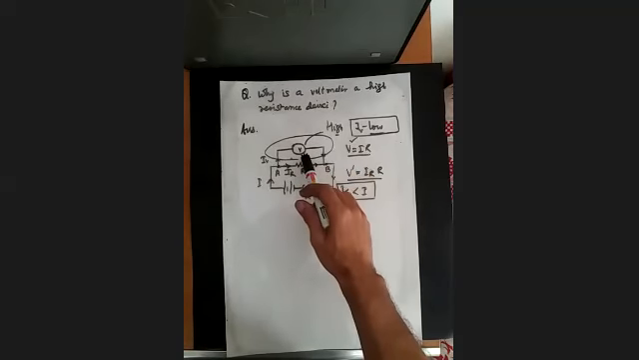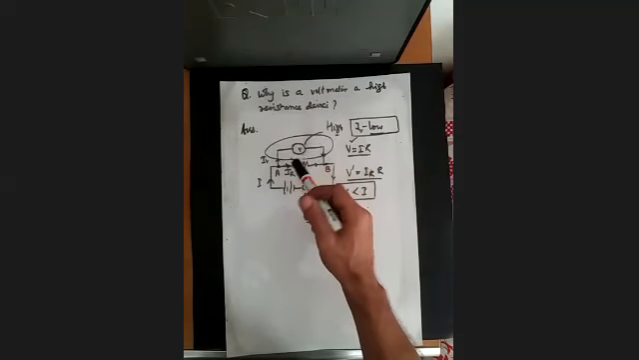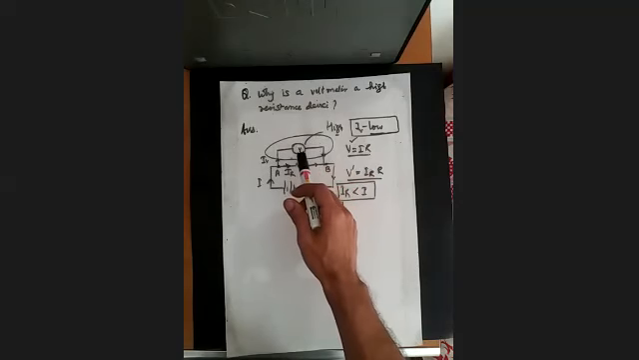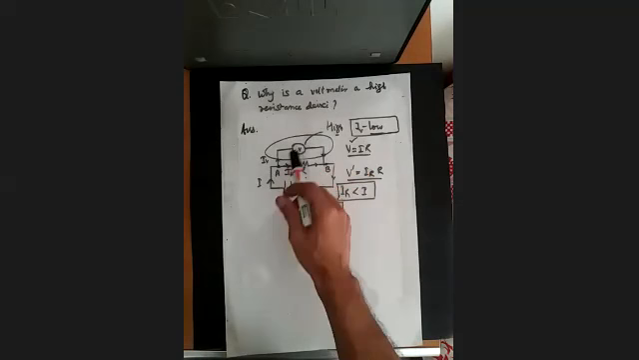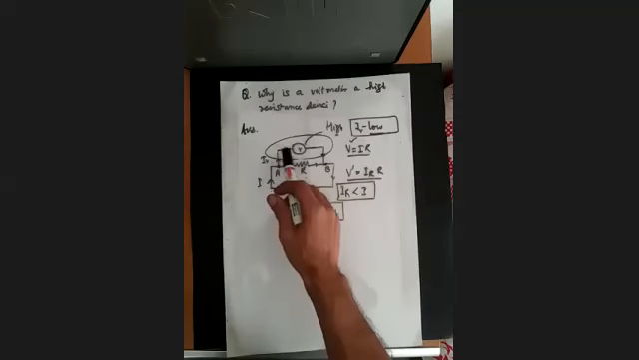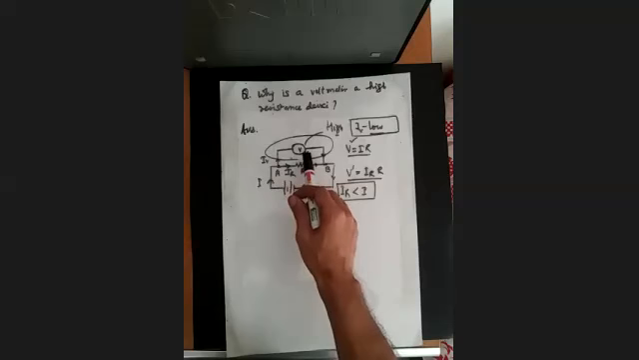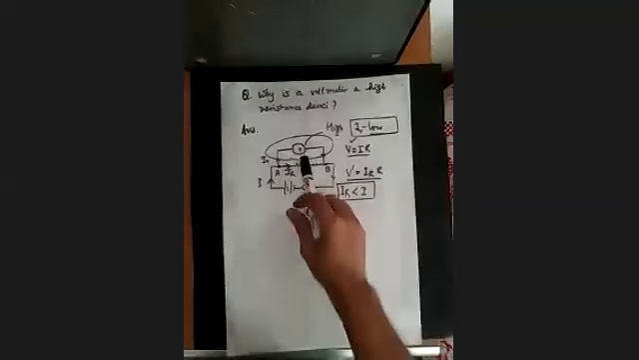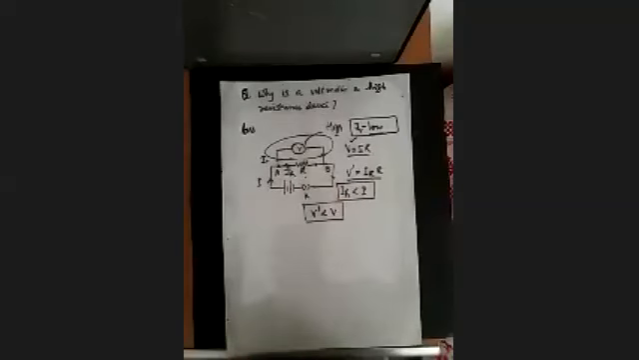And ideally we say that it should be infinite, so that negligible current, some current that is not even measurable, flows through the voltmeter just to give us the reading, and any significant current should not be consumed by this voltmeter. So that is why it is kept very high.